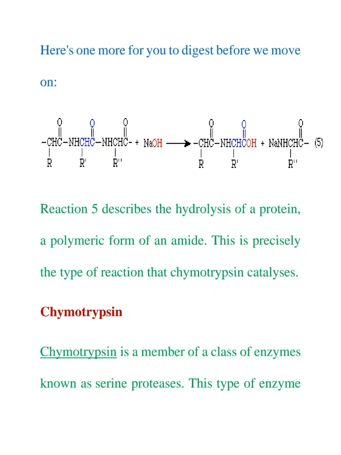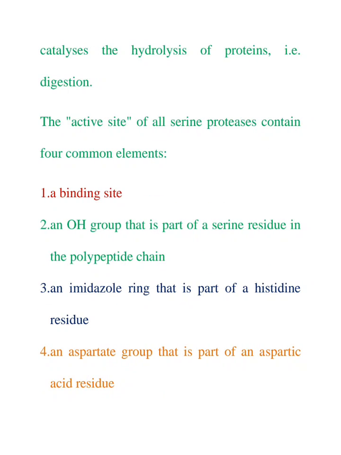Chymotrypsin is a member of a class of enzyme known as serine protease. This type of enzyme catalyzes the hydrolysis of protein, that is, digestion. The active site of all serine proteases contains 4 common elements. First is a binding site. Second is a hydroxy group that is a part of a serine residue in the polypeptide chain. Third is an imidazole ring that is a part of a histidine residue. And fourth is an aspartate group that is a part of an aspartic acid residue.